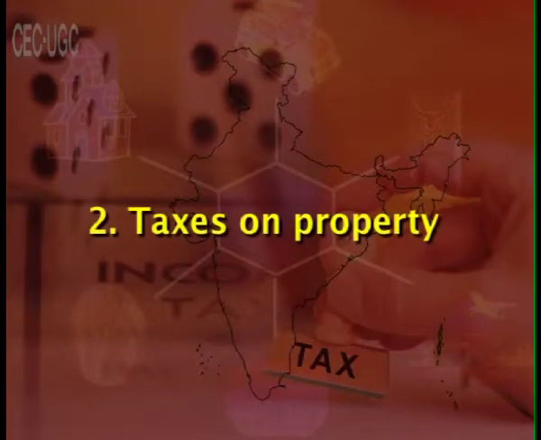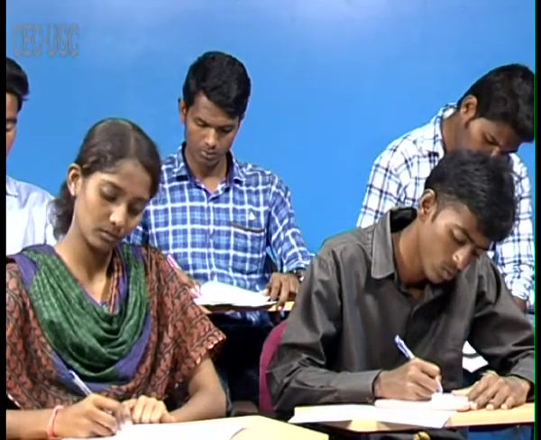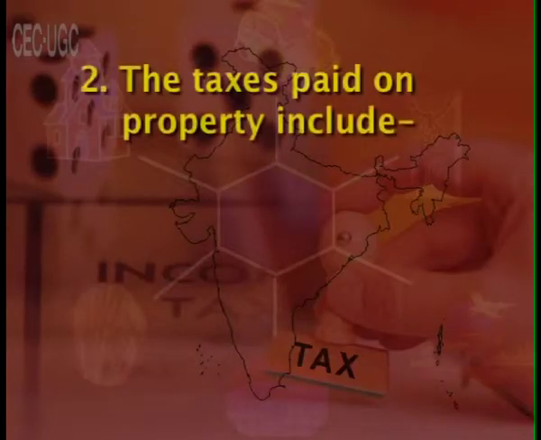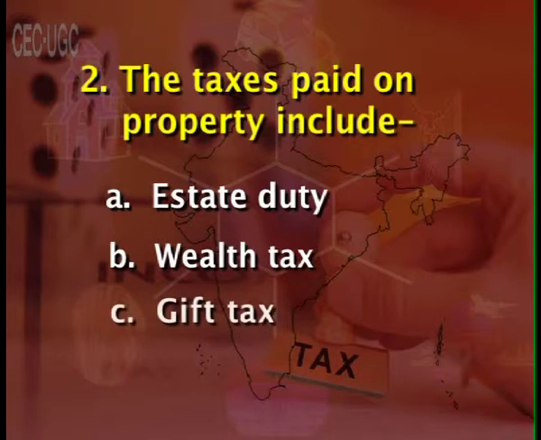Second one is taxes on property. Property tax is levied on properties of the families and companies. The taxes paid on property include estate duty, wealth tax and gift tax. Estate duty is levied on the property which is inherited by the heirs, across generations, while transferring the property. This tax is now abolished in India.